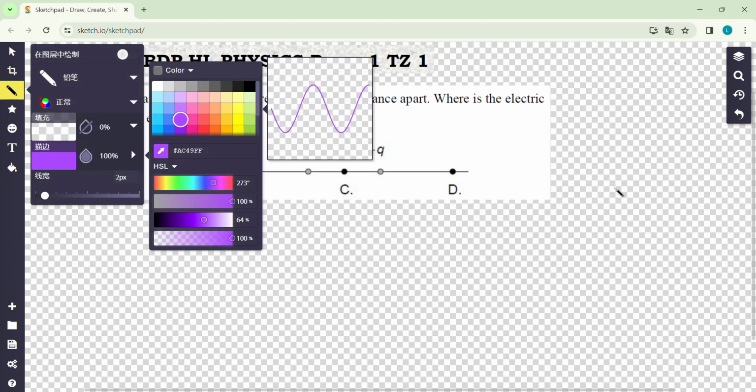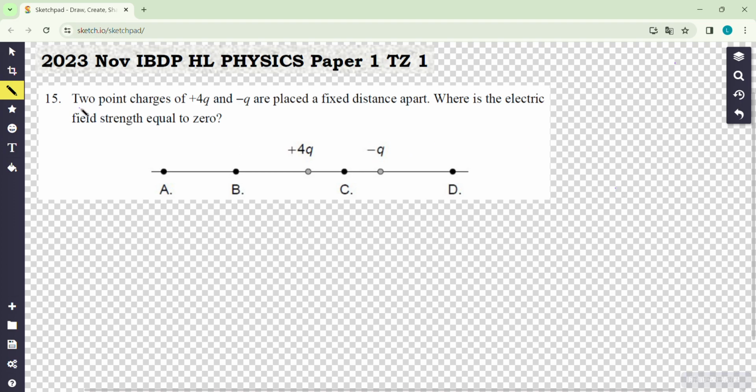Good afternoon, everybody. This question is about where the electric field strength equals 0. So we have to find out where the electric fields from these two charges cancel out first, right? Completely cancel out will be 0.